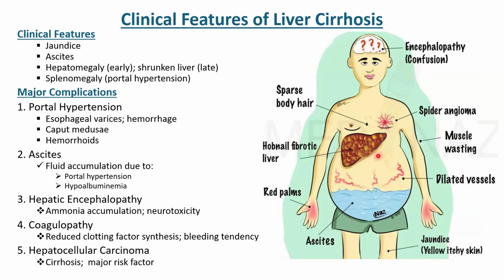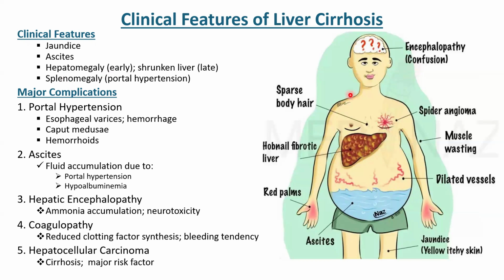And so when you do pathology, you appreciate that this abdomen has fluid, ascites. It can also lead to hepatomegaly in early stages, and then a shrunken liver in late stages. And then it can also lead to splenomegaly due to portal hypertension. So portal hypertension will also affect the spleen, leading to an enlarged spleen.